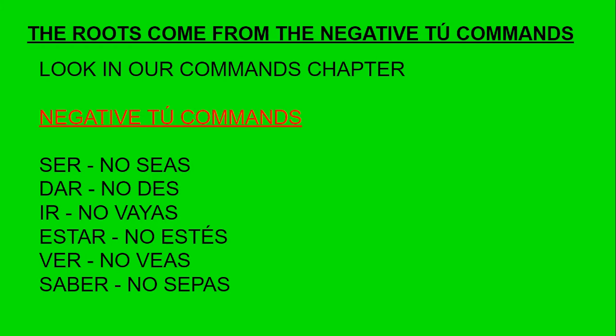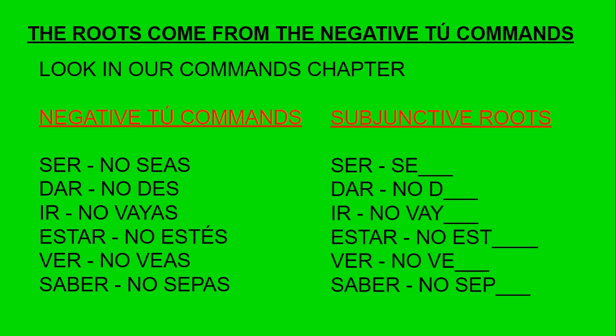We had no seas for ser. For dar, we had no des. For ir, we had no vayas. For estar, we had no estés. For ver, we had no veas. And for saber, we had no sepas. So that means that in the subjunctive, the roots are going to look like this.